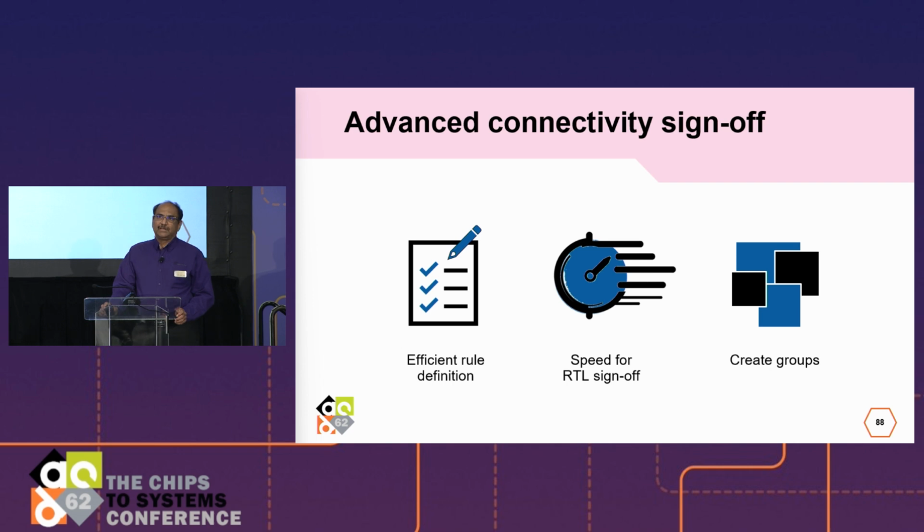An advanced connectivity static sign-off methodology depends on various factors. Some of those are efficient rule creation, which static checking allows you to do very easily, performance, ease of use, and debug. By using these factors, you can benefit significantly using static connectivity verification.